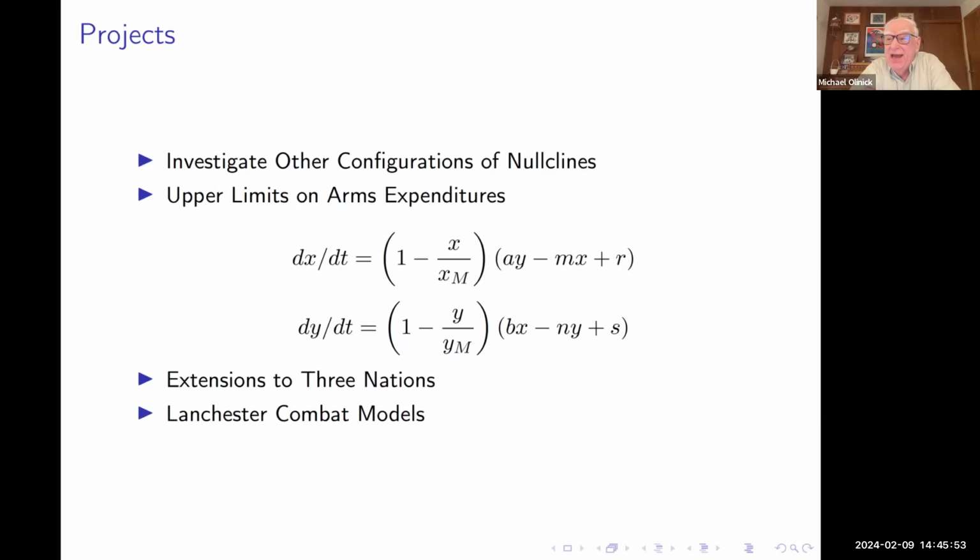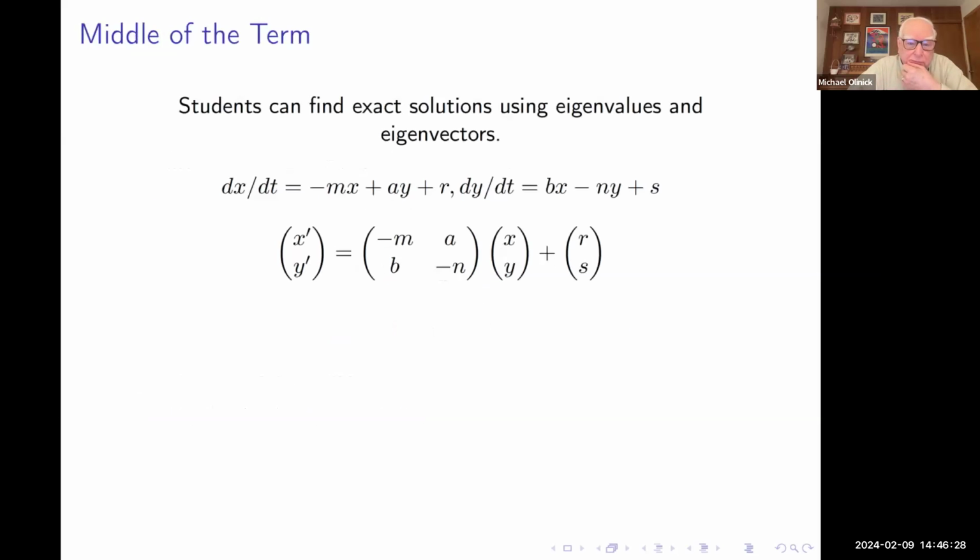Other students I've had have been looking at extensions to a three-nation model in various configurations of relative hostility of two of them against the third. So a good example that some of my students have looked at are the relationships between the United States, Russia, and China, each of whom is looking warily at the other two. And there's, of course, relation of these models with the Lanchester combat models that can also be explored.